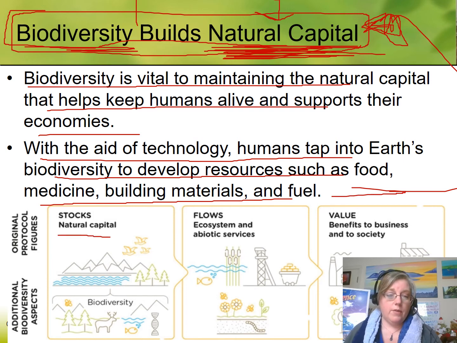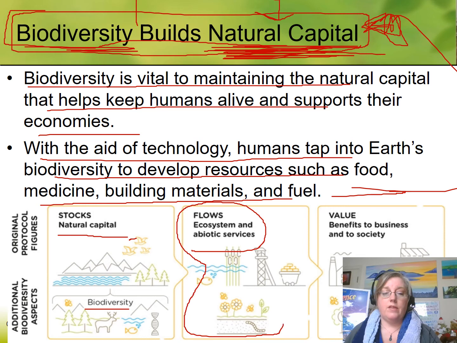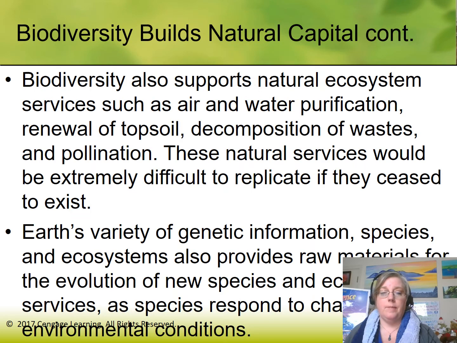So this picture here, we've got stocks, that's natural capital, biodiversity, that's natural capital. It flows here into the ecosystem and abiotic services. Okay, these are the services she provides, and under here is the value, the benefits to society. This is farming and agriculture and medicine. Okay, these are all the things that she does for us.